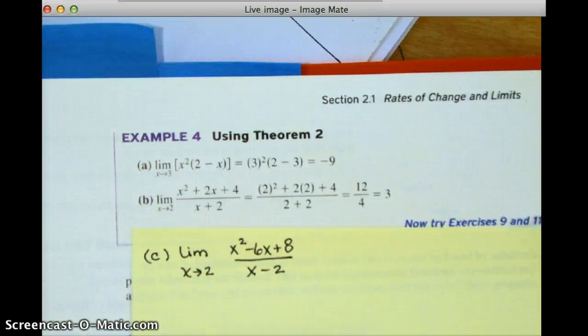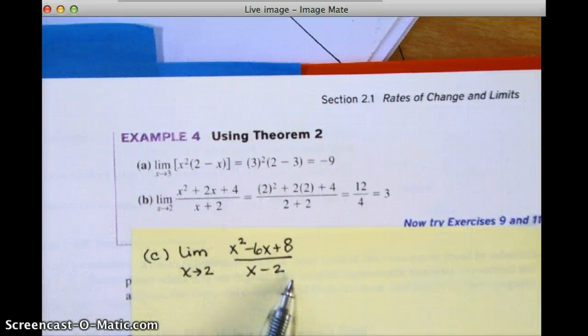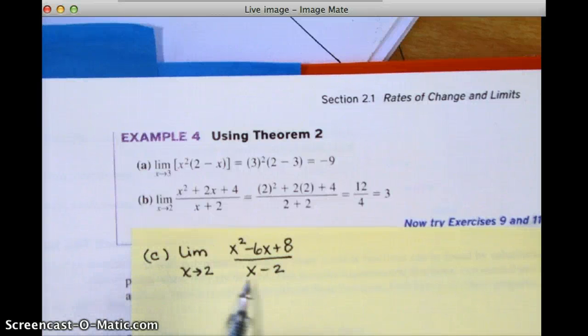C is slightly different because, in fact, this is a rational function, but theorem 2 isn't just for any rational function. Theorem 2 says you can plug in the value down here as long as the function is defined. And in this case, if I were to plug in 2 to the bottom of this function, I would not get a defined value. So at first glance, I can't use theorem 2 to evaluate this limit.